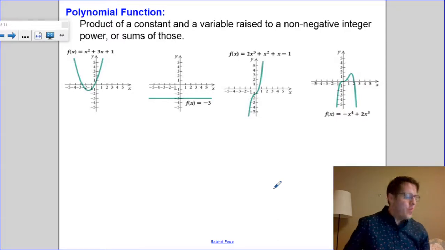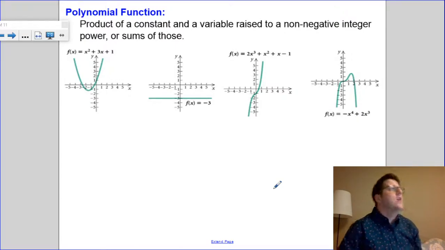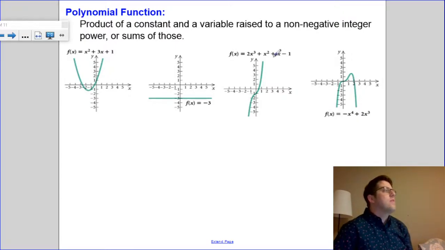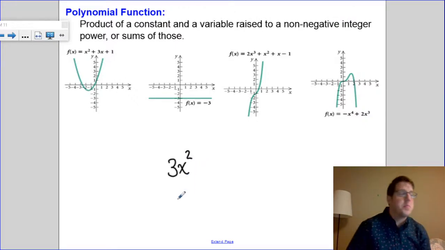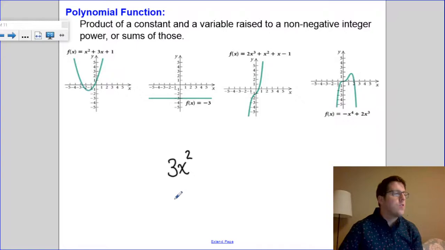So let's start with the definition of a polynomial function. Hopefully this is a review to you or a reminder. It's the product of a constant and a variable raised to a non-negative integer power, or sums of those same things. So for example, you might say something like 3x squared. And I would say, sure, that works.